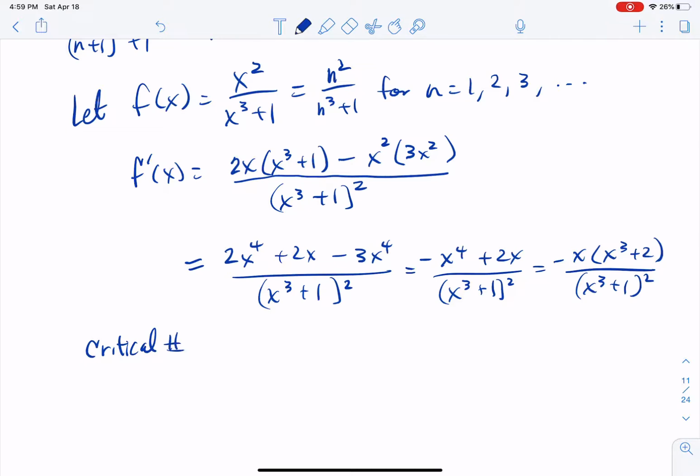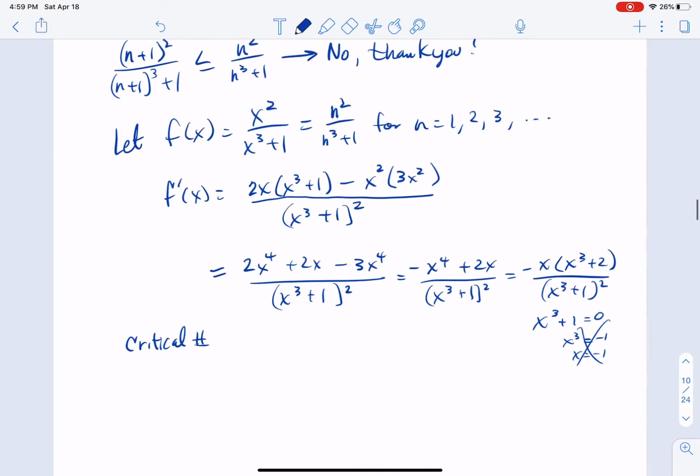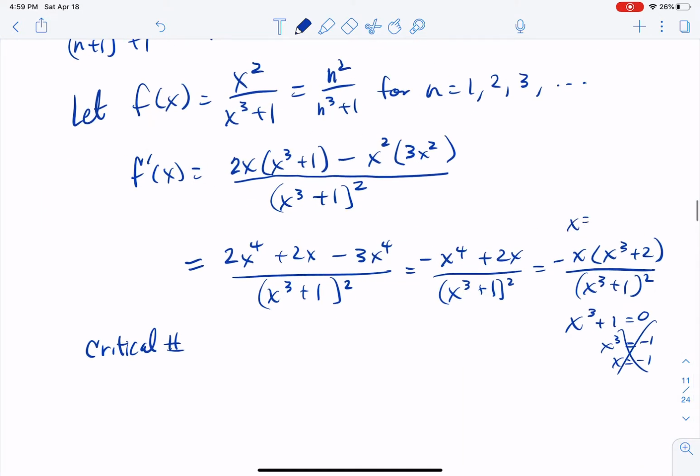Well, the bottom would be equal to 0 when x cubed plus 1 is equal to 0. x cubed is equal to negative 1, so x is equal to negative 1. That's not going to be helpful because we're starting at 1. So it's just the top then. On the top, we would have x is equal to 0.